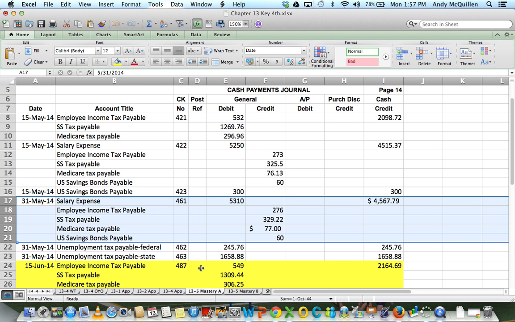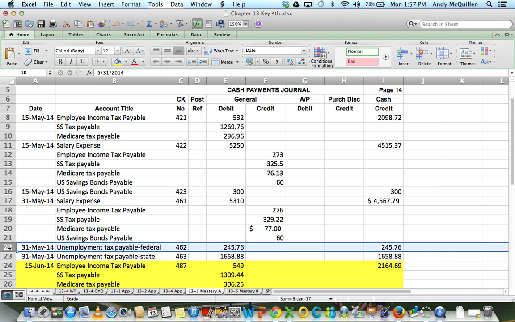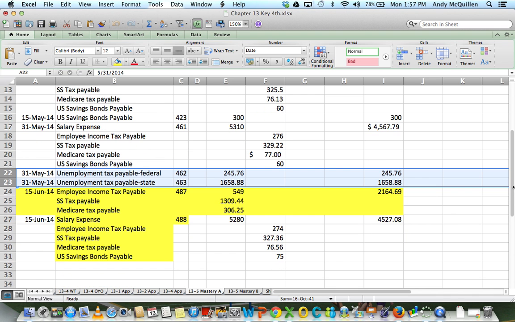Next one, paid unemployment, federal and state. So those numbers are given to you, so that's just going to be a general debit, cash credit, and that's the next two. Then we get down to June 15th.